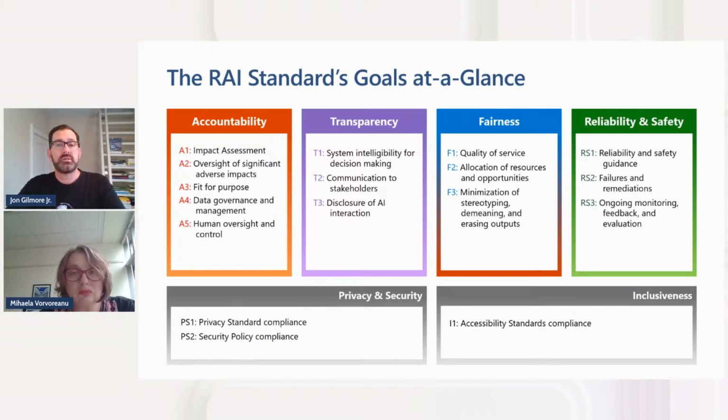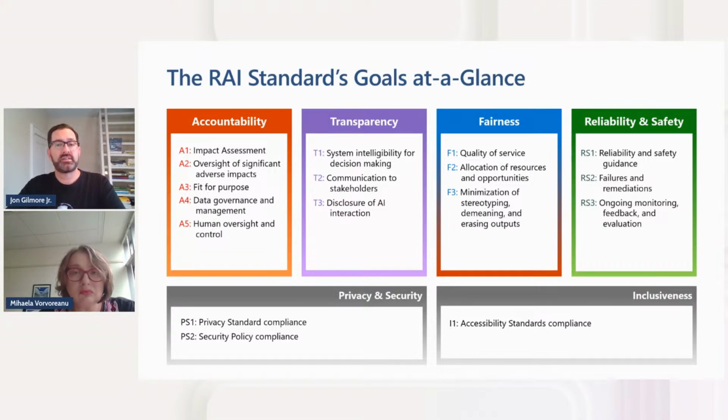Now, under fairness, there are only 3 goals, but the guidance for the standard covers about 1/3 of the documentation. So there are a lot of references and resources to help teams align with fairness. Reliability and safety goals are about minimizing the risk of error. For instance, how is the system being tested? Do the tests simulate the real-world environment and use cases?